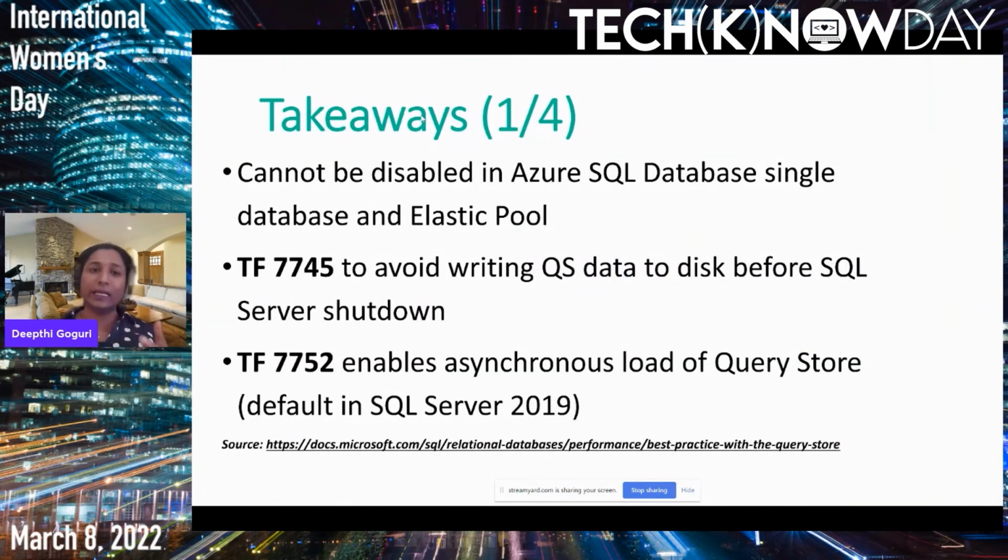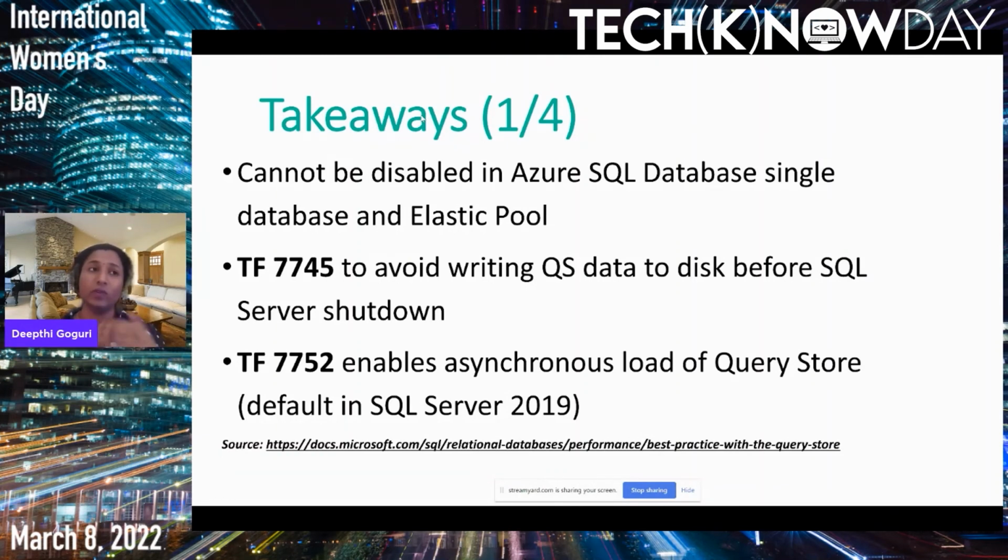So here are the key takeaways. As we have seen all of this information about Query Store, these are the important key takeaways that you need to carry with you. Basically, we cannot disable the Query Store option on Azure SQL Database, single database, as well as on Elastic Pool. There are two different trace flags that you can enable. Trace flag 7745 will actually avoid writing the Query Store data to disk before the SQL Server shutdown.